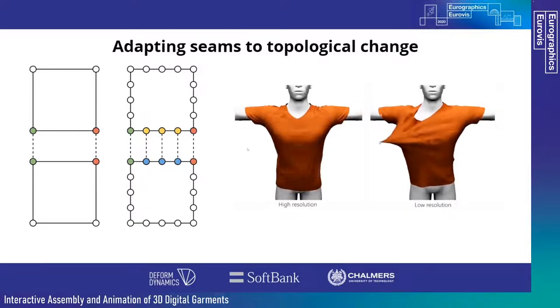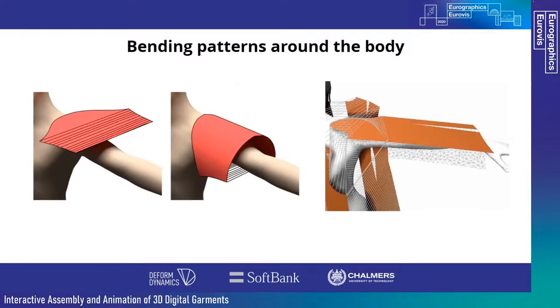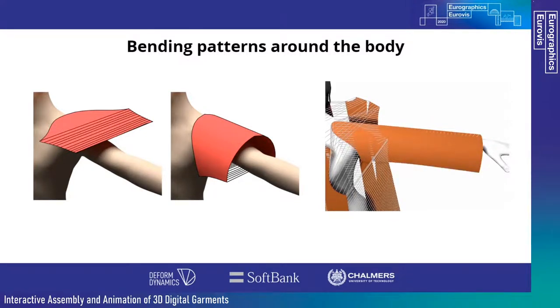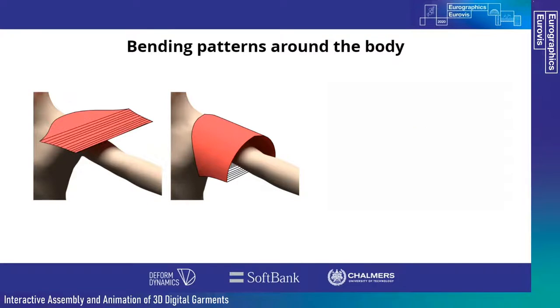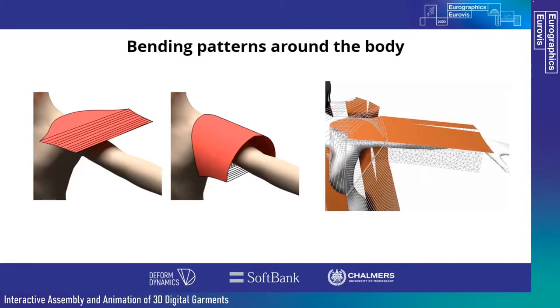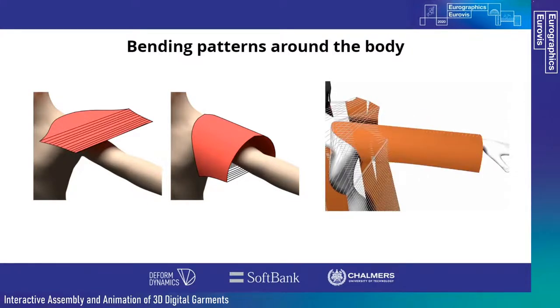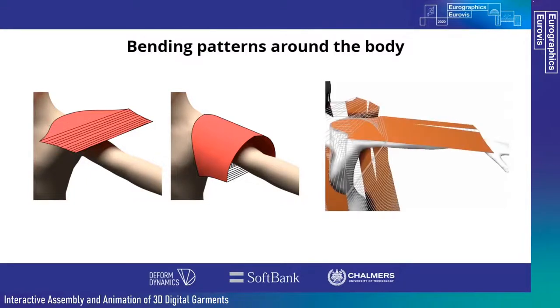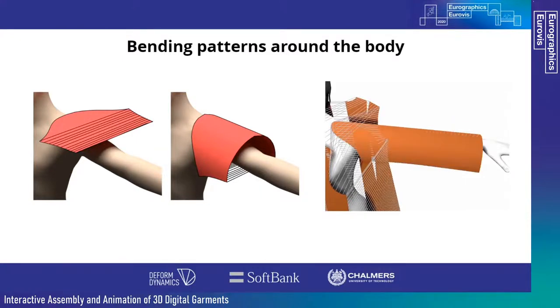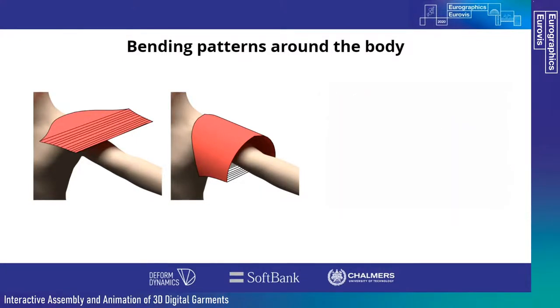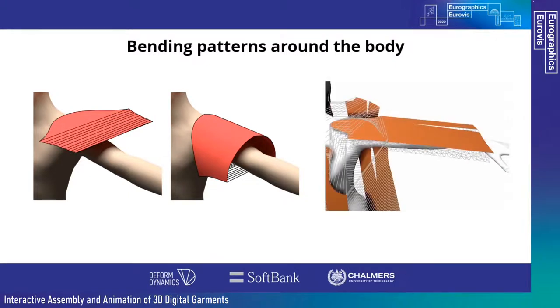In some cases, for example when creating a seam from one part of a patch to another part on the same patch, it is necessary first to fold or bend the patch around the limbs of the character. Our system provides a simple interface for this, allowing the user to select along which axis the bend should be performed and whether or not it should be bent symmetrically on both sides of this axis.